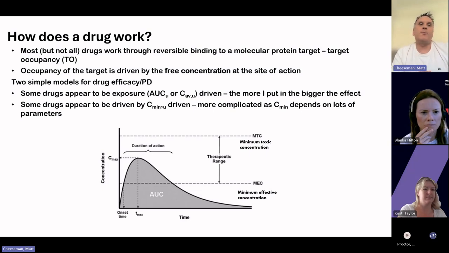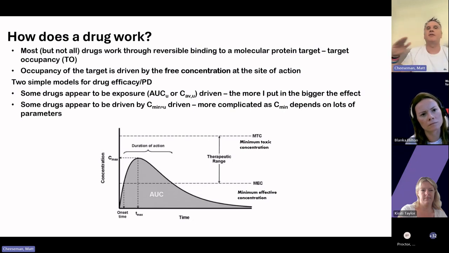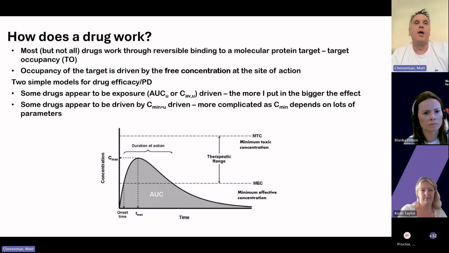Other drugs are more driven by what's called C-min, or the unbound C-min. So here is where we're trying to keep the drug above a minimum concentration for a period of time in order to see an effect. And as long as it doesn't drop below that minimum concentration, we're expecting the effect to continue over time.